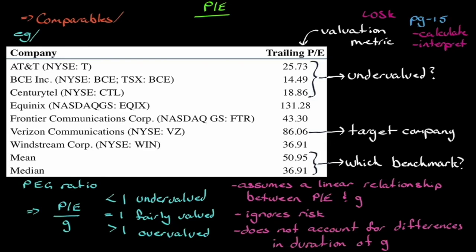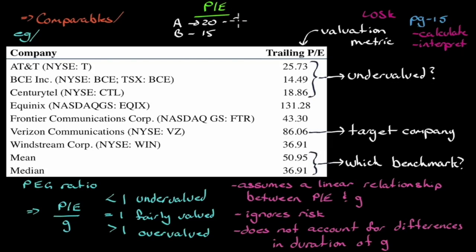Let's say we have Company A and Company B. Company A is expected to grow at 20%. Company B is expected to grow at 15%. And they both have the same PE ratio. Company A will have a much lower PEG ratio than Company B because it's expected to grow at 20%.